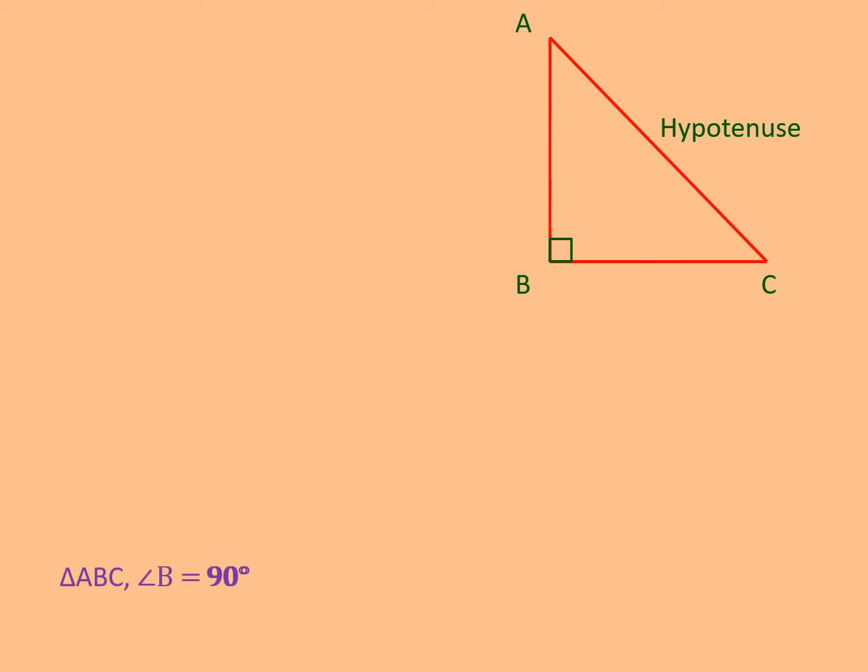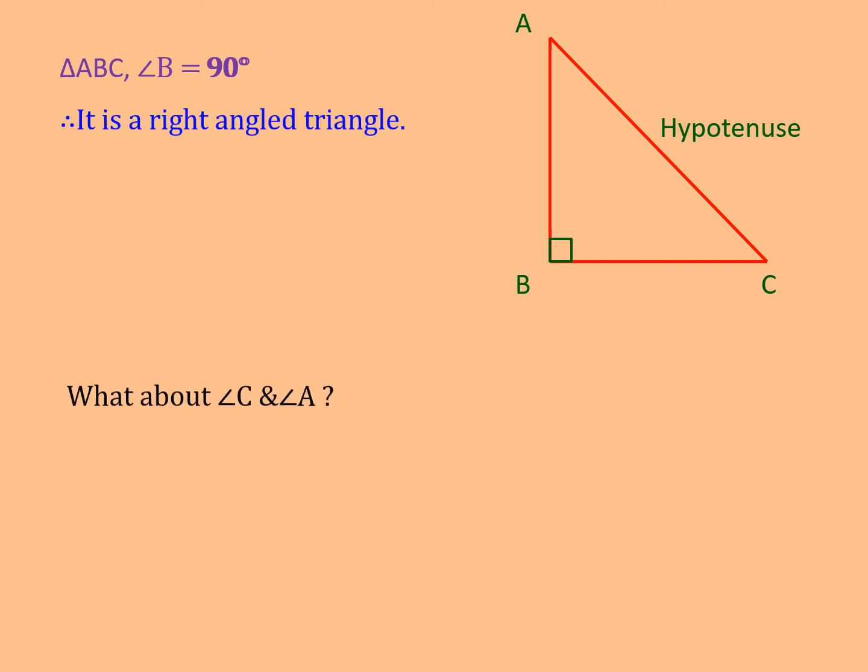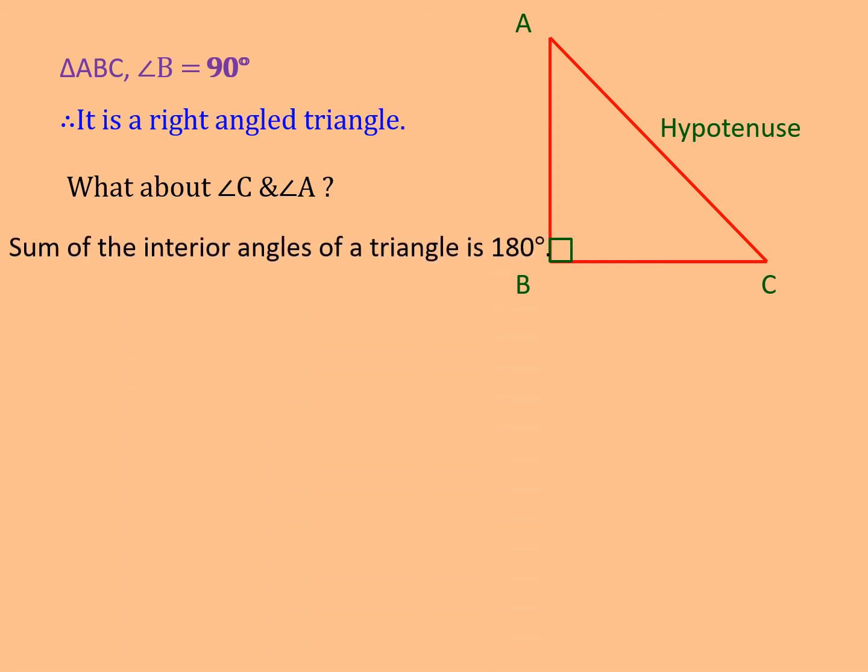Now we will talk about angles only, because we have talked about all the sides. So angle B we have 90 degrees, so it is a right angle triangle, as you know. So if one angle is a right angle, then what about the other two angles? Let us find out and know.